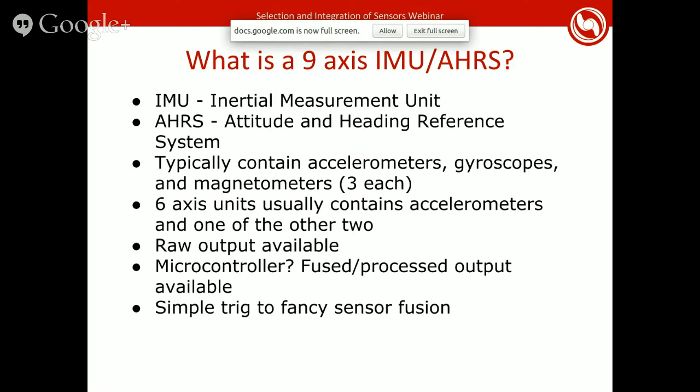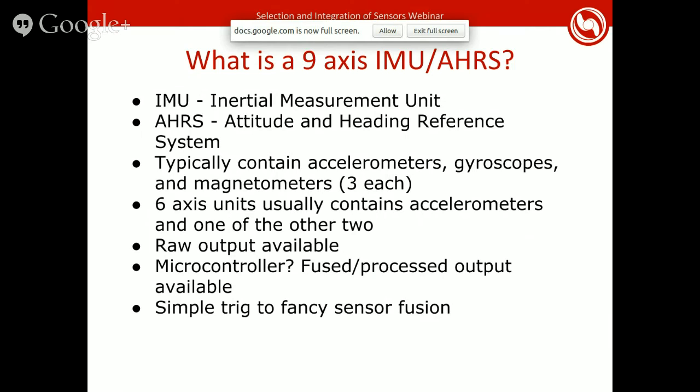Well, accelerometers have 3 axes, gyroscopes have 3 axes, and magnetometers have 3 axes. So 3 times 3 is 9. So the kind of saying is you have 9 axes, 9 degrees of freedom, 9 different readings you're using. There are also 6-axis units out there, which usually combine accelerometers with one of the 2 other sensors. So accelerometers and gyroscopes are really nice for orientation, as well as accelerometers and magnetometers.